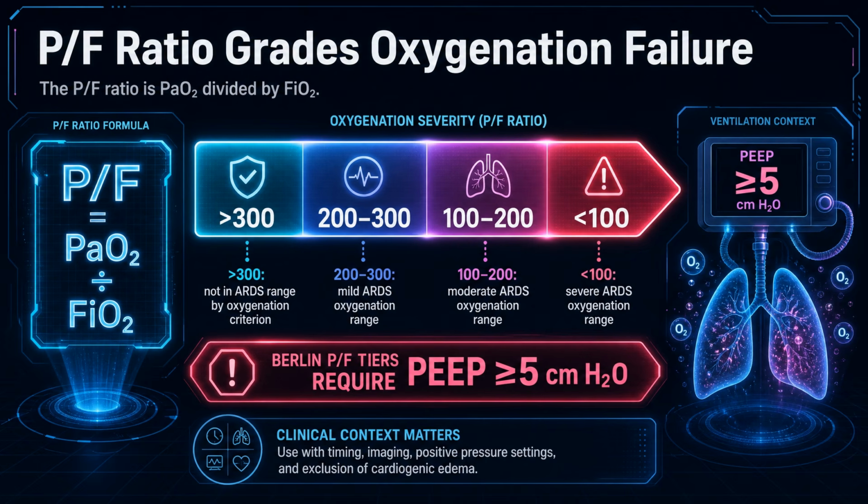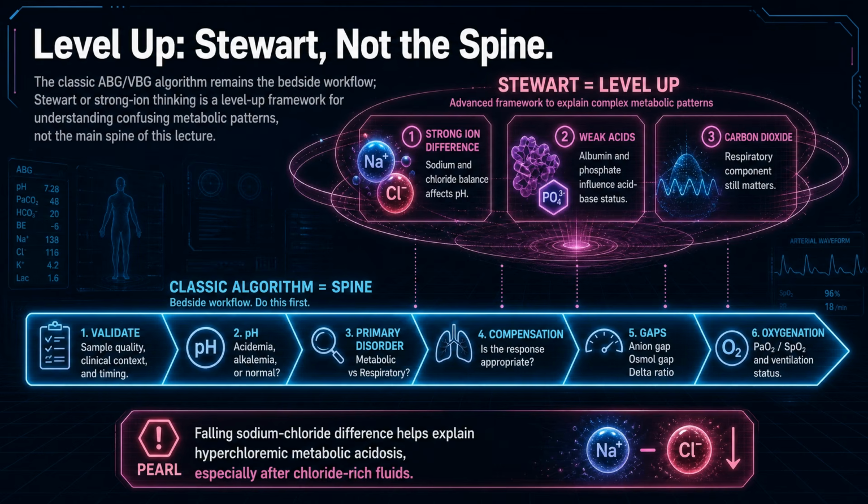The Berlin ARDS oxygenation tiers require positive end expiratory pressure of at least 5 centimeters of water, and the diagnosis also depends on timing, imaging, ventilatory settings, and exclusion of cardiogenic edema. The classic algorithm is the spine of this lecture.